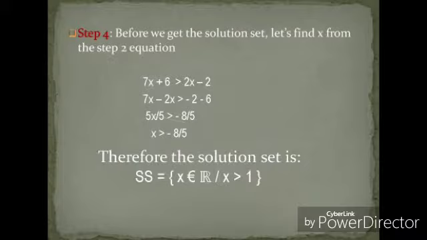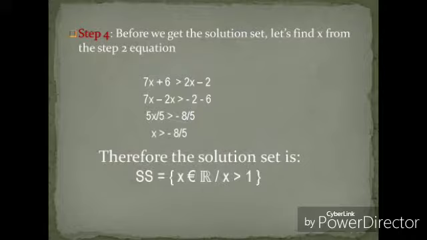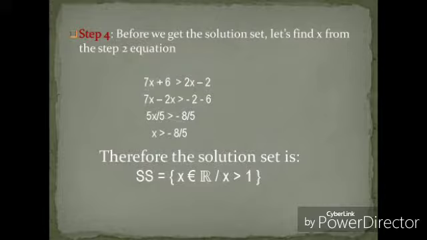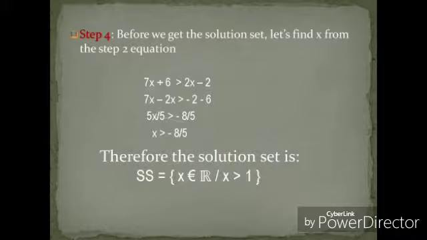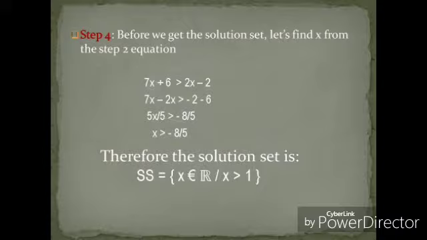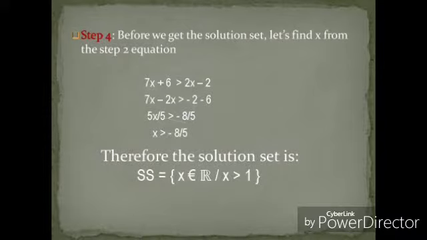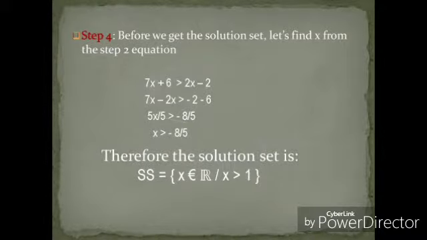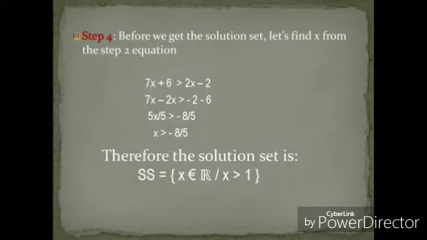Fourth step. We are looking for x, so we divide each side by 5. So it will be 5x over 5 is greater than negative 8 over 5. On the left side, 5x over 5, we cross out the 5 so we are left with x. So in the fifth step, x is greater than negative 8 over 5. Therefore, the solution set is x is an element of the real numbers such that x is greater than 1.